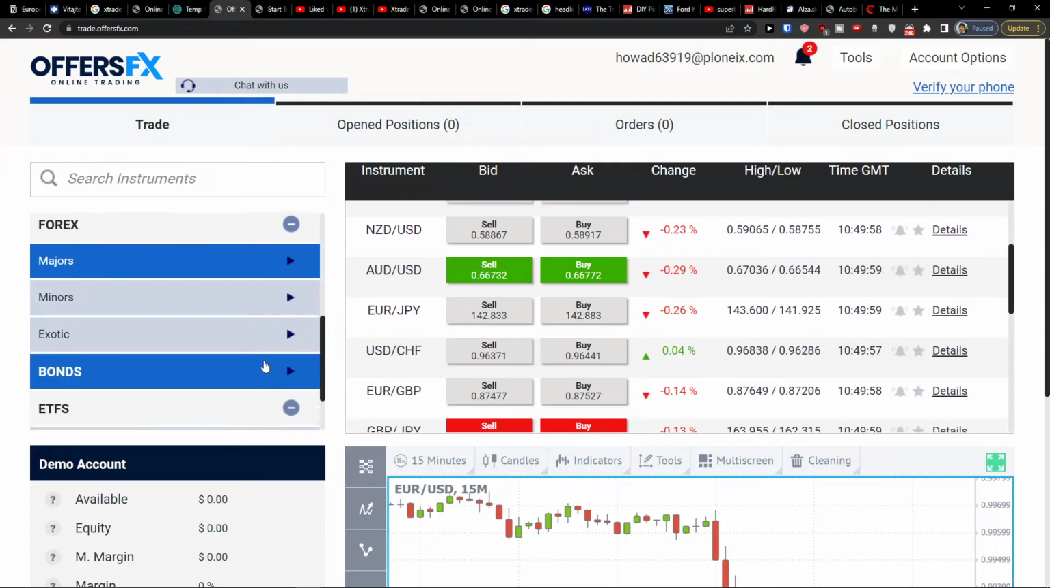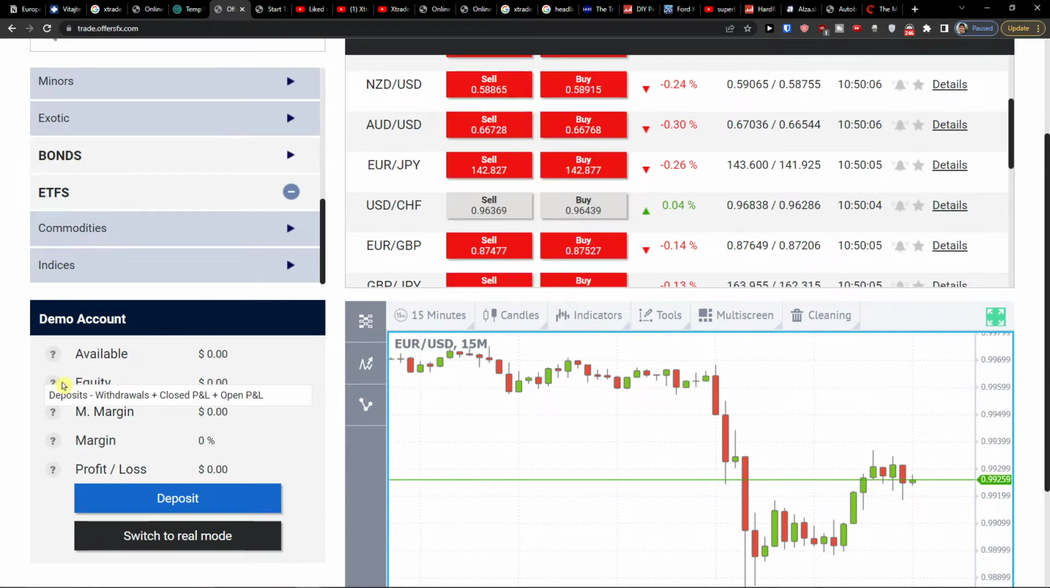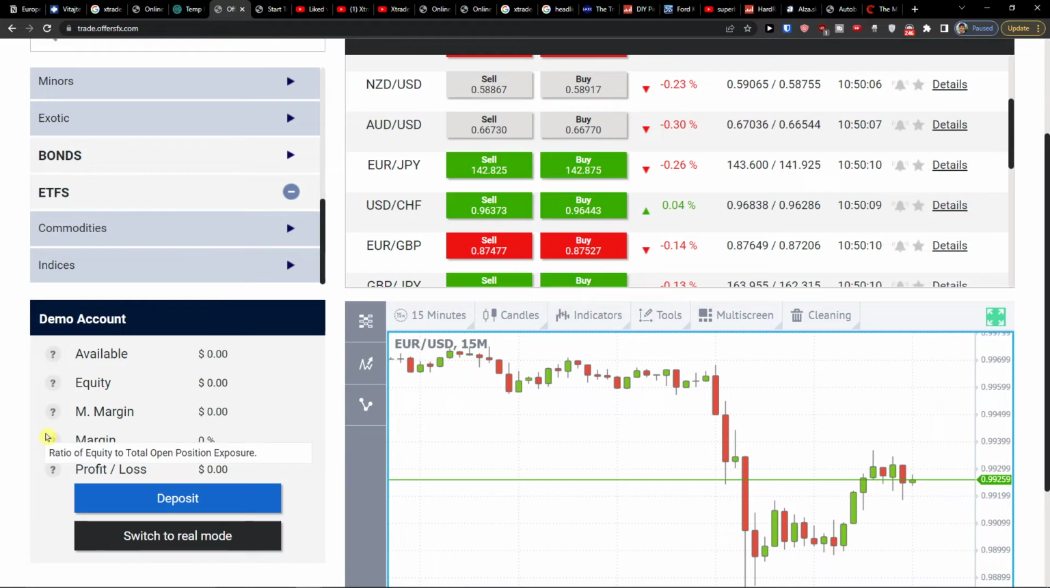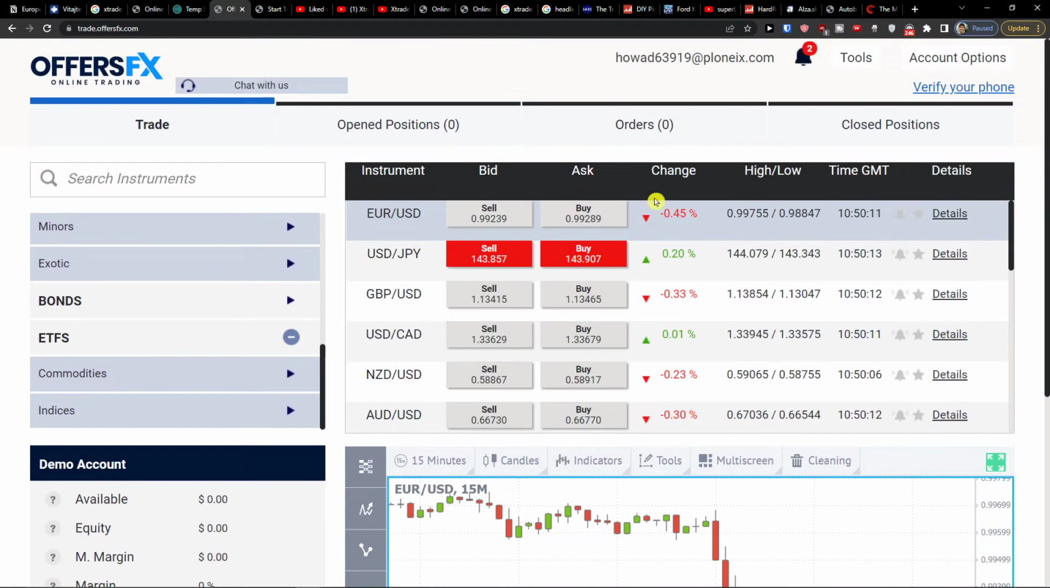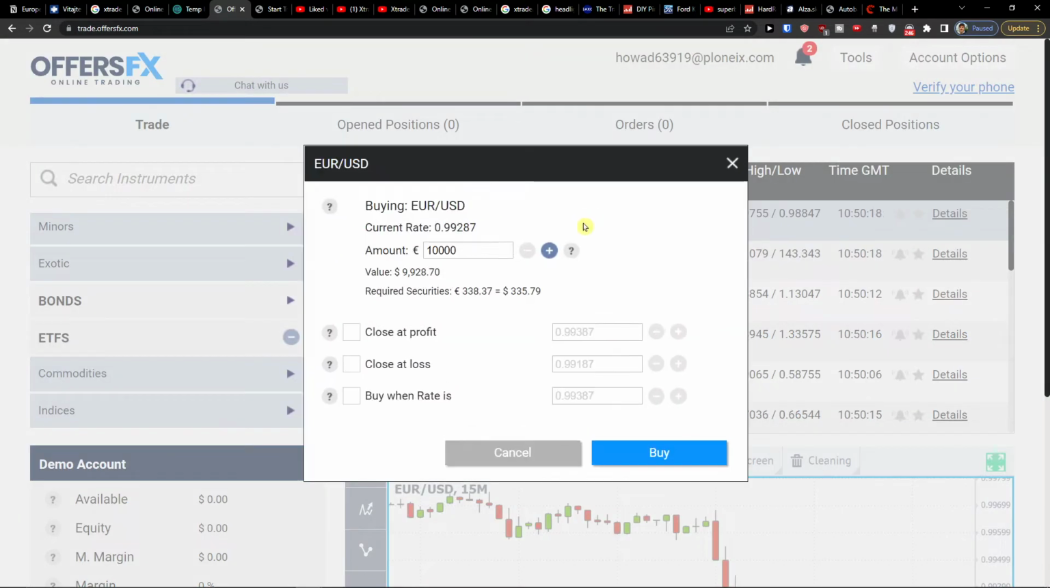On the bottom left, you're going to have your account. So you're going to have the demo, this is a demo account. You're going to see how much you have available, equity, margin, and profit and loss. And then what you can do is simply buy. So here on the Euro USD, I will simply come here to buy. Amount can be, let's say, 10,000 euro.